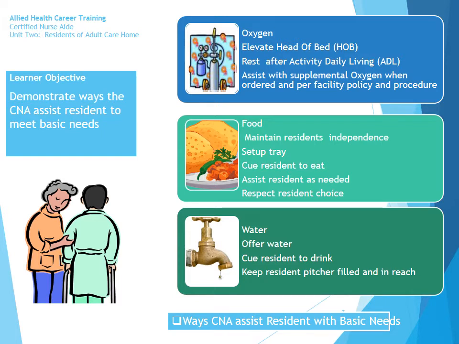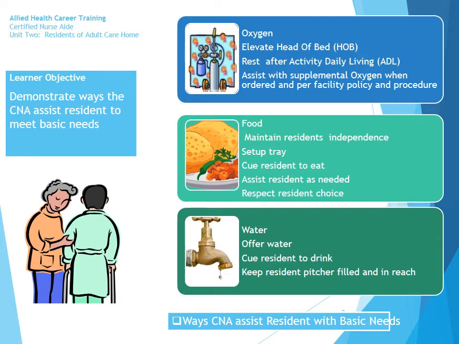So assist the resident as needed. Of course, we're going to promote as much independence as possible for our residents, but some people physically may not be able to feed themselves, or they might need a steady hand. So some people with either Parkinson's or multiple sclerosis, which we will talk about also more in depth, might be shaky when they try to eat. So it's hard for them to hold all the food on their fork or their spoon, but they can technically feed themselves. You just might need to help steady their hand a little bit. And always, always, always respect the resident's choice.